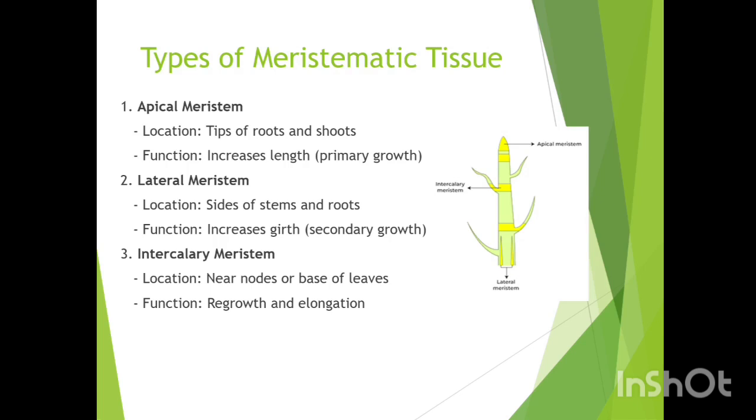There are three different types of meristematic tissues based on their location and function. The first type is called apical meristem, which is usually found at the tip of the roots and the shoots, and it helps the plant to grow.